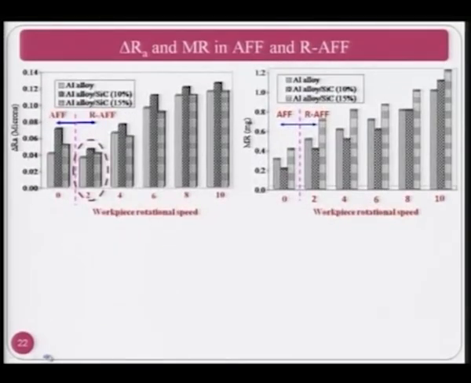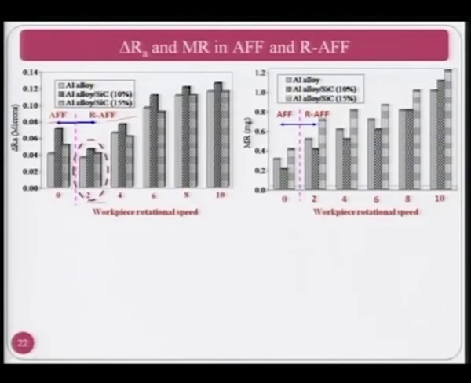Now if you see here again, the comparison of change in Ra value and material removal in case of abrasive flow finishing and rotary abrasive flow finishing. You just see here change in Ra value, that is delta Ra, on the left side is in abrasive flow finishing, on the right side it is in rotary abrasive flow finishing.